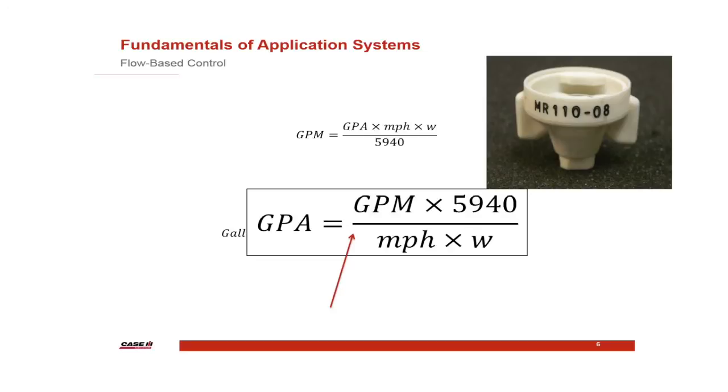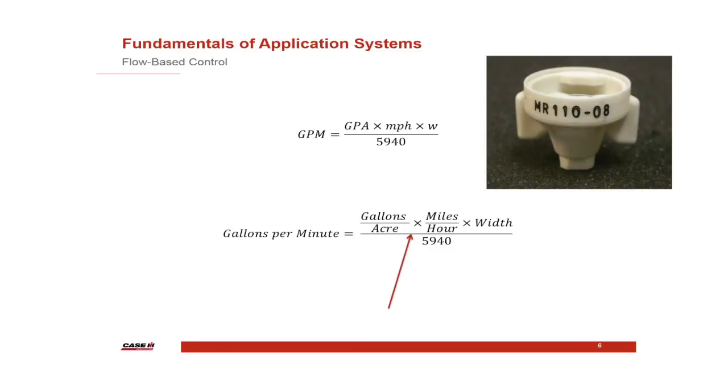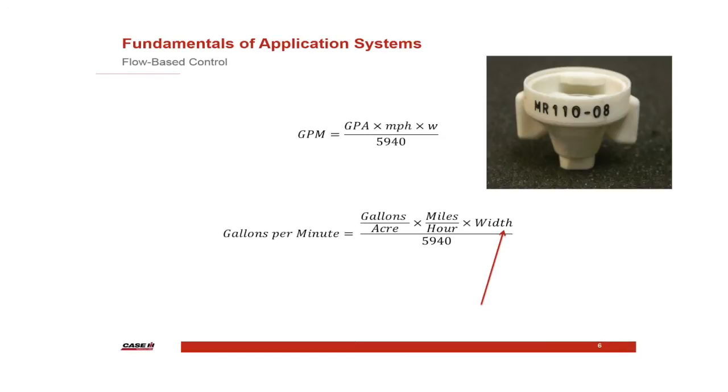That's where we can use this new formulation of GPA equals. Miles per hour will be our desired travel speed in miles per hour, and width can be either the width between the nozzles or the width of the operating section. Make sure to remember that this is measured in inches in order to use the constant 5940.